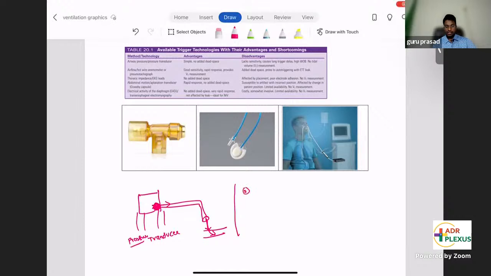Other trigger technology, the latest technology, is the hot wire anemometer. See, this is the diagram of the hot wire anemometer. So basically in the hot wire anemometer, you will have something called a heating element made of platinum inside.